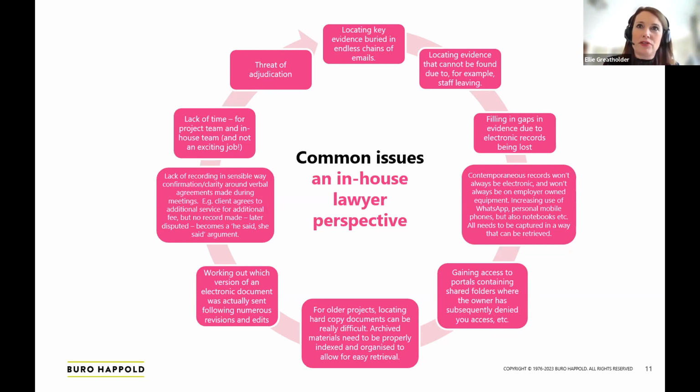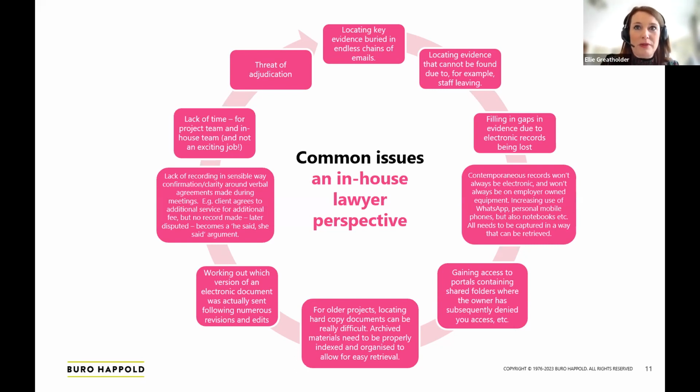Filling in gaps in evidence because things have been lost. So this comes back to that case law I was mentioning earlier about what is a contemporaneous record and what is not. Witness statements after the event are better than nothing, but they're not always going to help. Are there other ways that we can fill in those gaps? Have we got meeting minutes written down somewhere?